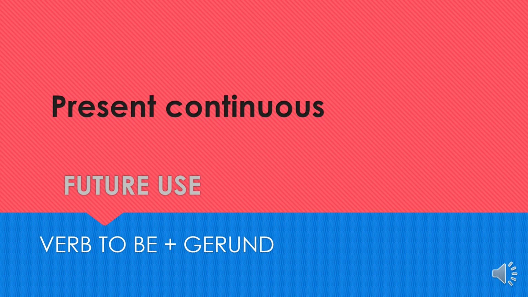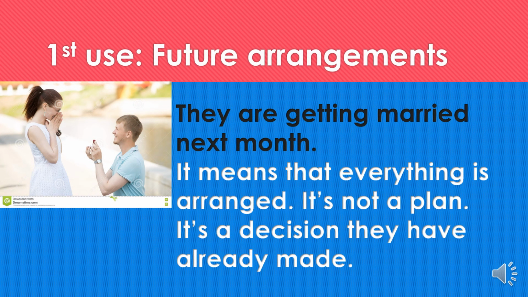We are going to use the present continuous as well to express the future. Remember that the present continuous is the verb to be plus the gerund. The first and the only use of the present continuous in the future is to express future arrangements. That is to say, something that is fixed, that is arranged for the future. Look at the picture and the example. They are getting married next month. So it means that everything is arranged.